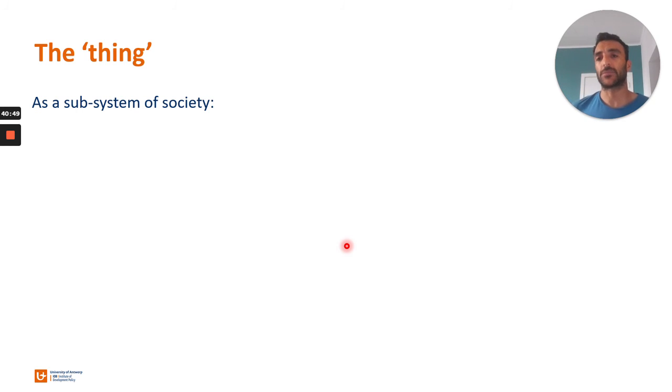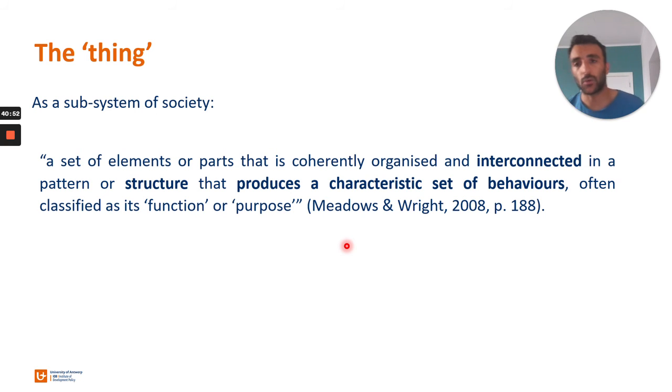And so then we go to systems thinking and look for a definition here. What is interesting here, the definition of systems: a set of elements or parts that is coherently organized and interconnected in a pattern or structure that produces a characteristic set of behaviors, often classified as its function or purpose. So it's interconnected in a pattern, right? Again, that word, interrelation, interconnected. The structure produces a characteristic set of behaviors or a mechanism, often classified as its function or purpose. So that's the definition of a system.